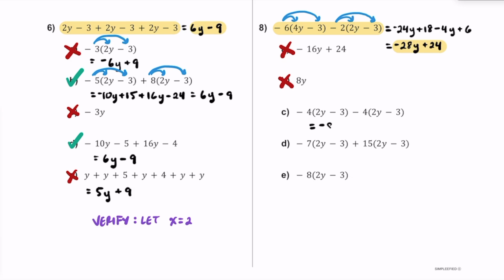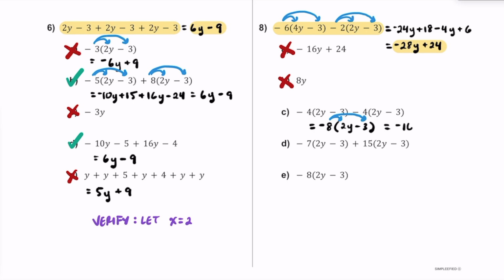This would be negative 8 of these 2y minus 3s. And if you don't believe me, you can go ahead and check it. If we have negative 4 of these things, and we have negative 4 of these things, we technically will have negative 8 of those things if you combine them. So it's a nice little shortcut if you notice that. And then you can just distribute one time, so it should save a little bit of time there.